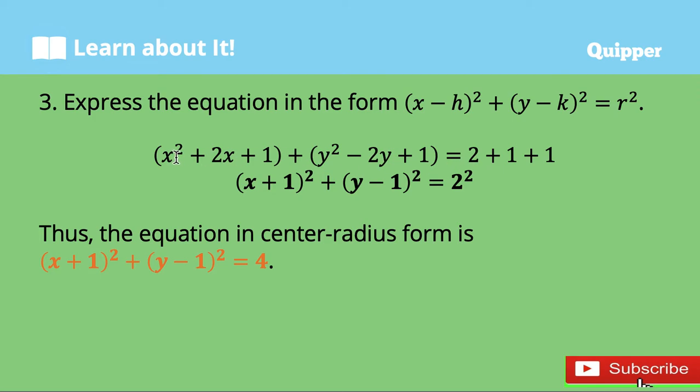Now, x squared plus 2x plus 1, since we've undergone completing the square, we are sure that this is a perfect square trinomial. And therefore, we can factor that. The factor of x squared plus 2x plus 1 is x plus 1 squared. And the factor for y squared minus 2y plus 1 is the square of y minus 1.